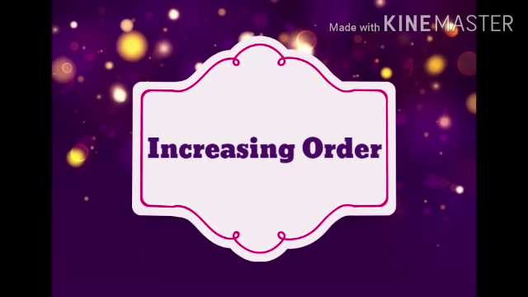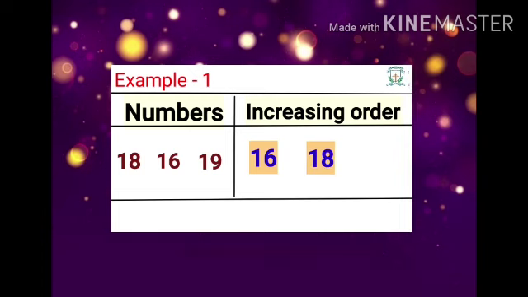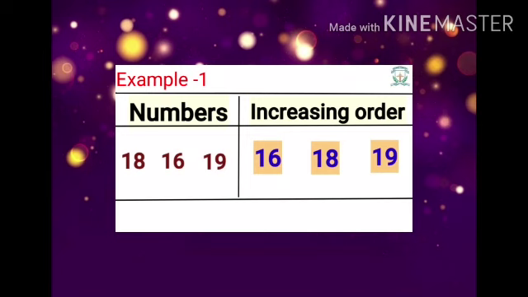Let us first learn more about increasing order with few examples. In the first example, we shall compare the numbers 18, 16 and 19. We can see that 16 is the smallest and 19 is the greatest. So, we get the increasing order as 16, 18 and 19. Now we can see that the numbers are arranged from smallest to greatest.